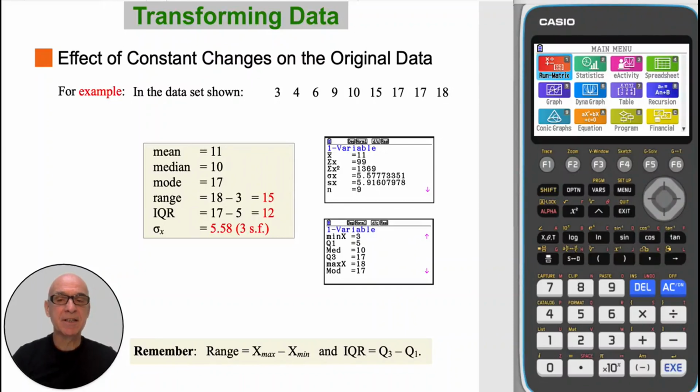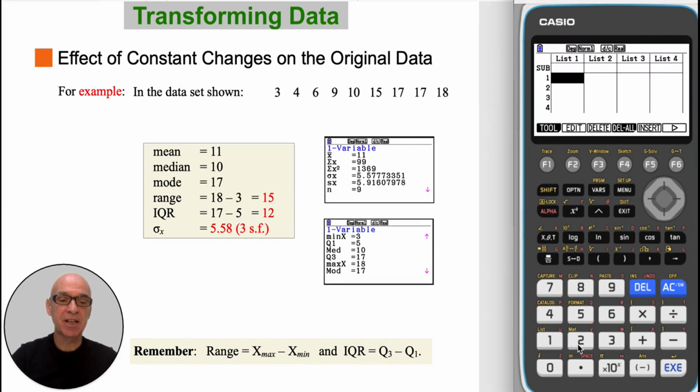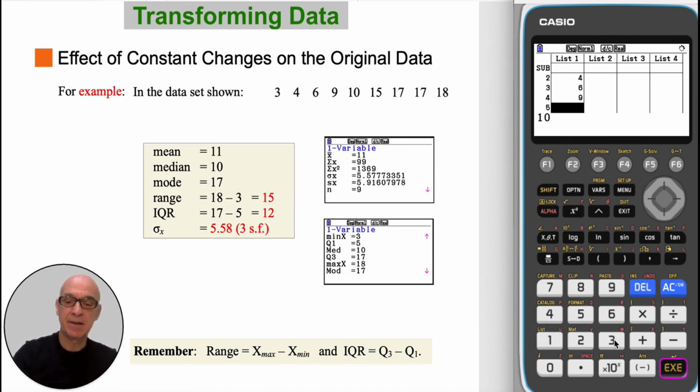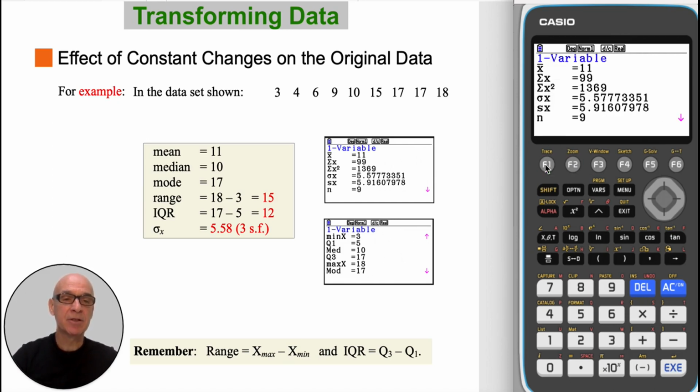For the data set shown in the example, enter the data into the calculator. So that's 3, 4, 6, 9, 10, 15, 17, another 17, and an 18. And then performing a calculation of one variable statistics gives the following results.